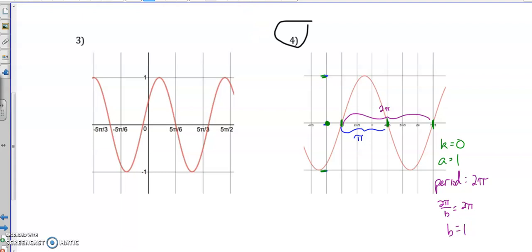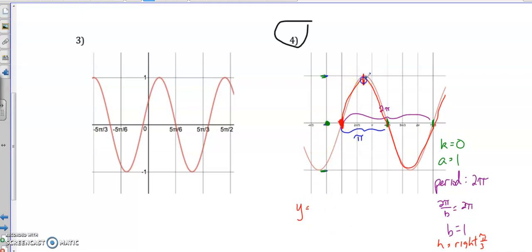And last thing, if we were looking at this as a sine curve, right there, we have a shift right of pi over 3 if we looked at it this way. So my h value, we're shifting right by pi over 3. So putting it all together, I have y equals, my amplitude is 1. I'm seeing this as a sine curve.